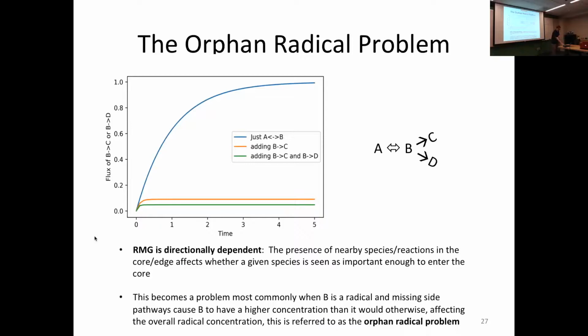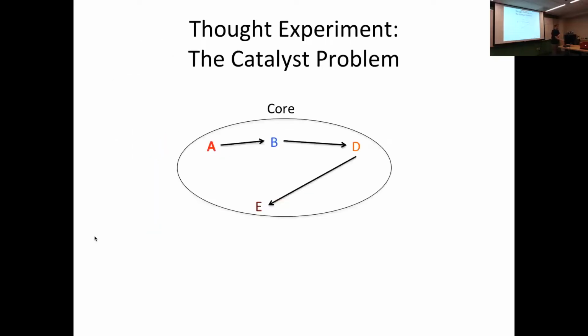However, let's consider a different situation, a thought experiment, which I call the catalyst problem. Suppose we have this core with A and B, D and E is the final product, and A is our reactant. And this is sort of the general pathway. But suppose perhaps there's some edge species C, and if we'd added C to the core, we'd have found out that there was some edge species Q.